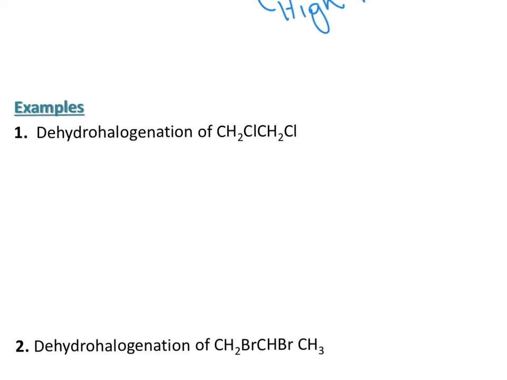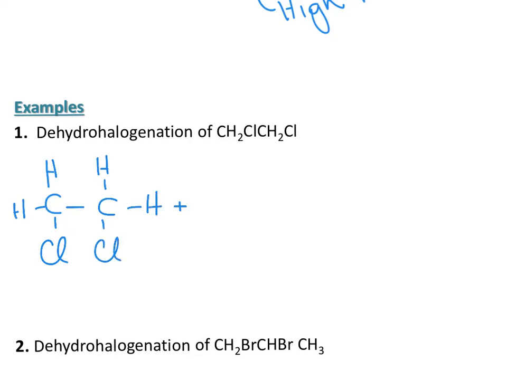Let's look at an example. So here we have, they want us to do the dehydrohalogenation of CH2ClCH2Cl. First thing we have to do is we need to draw it. Okay, so we have CH2. There's the CH2. We have Cl attached to it. Then we have a CH2 and a Cl.